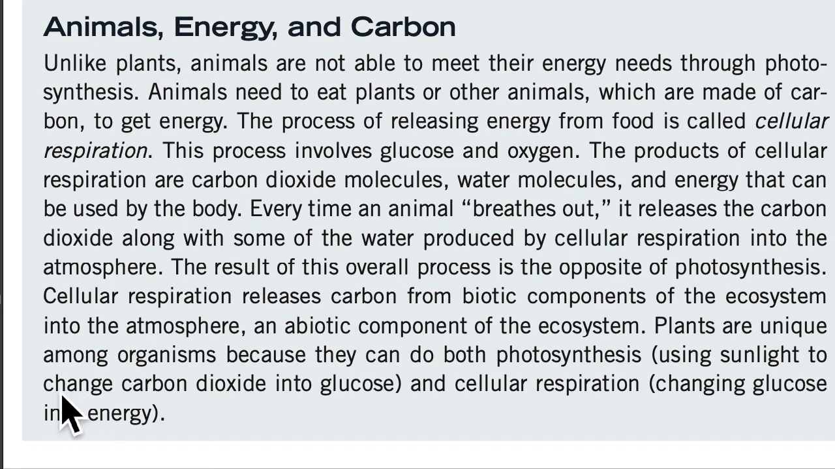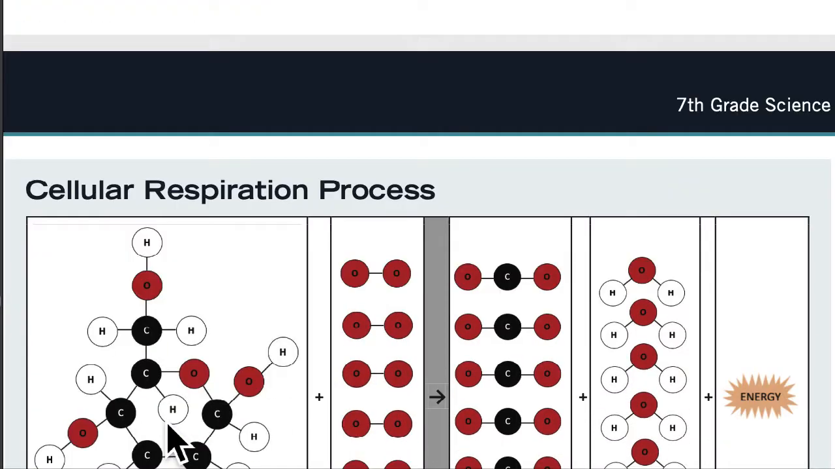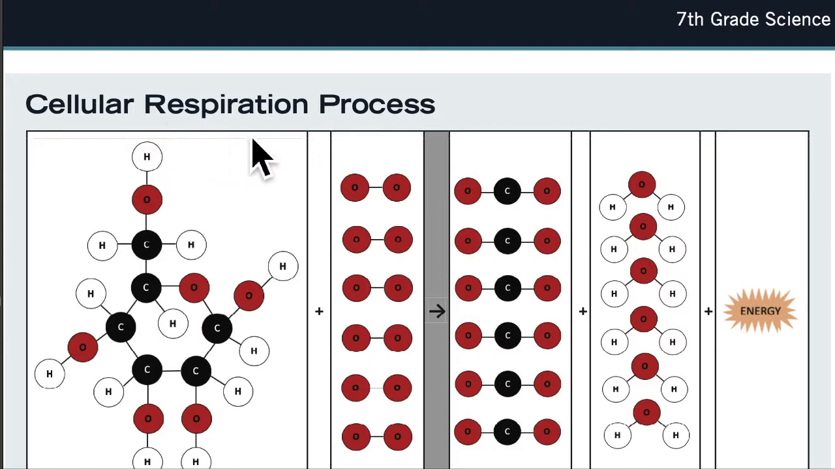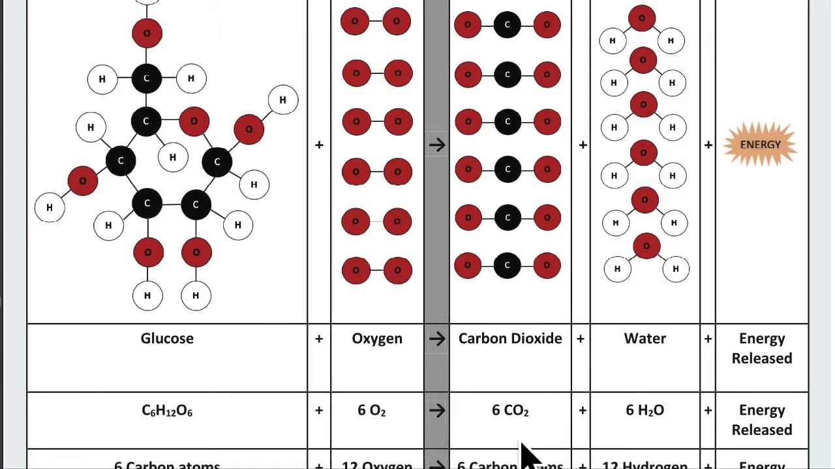Plants are unique among organisms because they can do both photosynthesis, using sunlight to change carbon dioxide into glucose, and cellular respiration, changing glucose into energy. Cellular respiration process: glucose plus oxygen yields carbon dioxide plus water plus energy released.